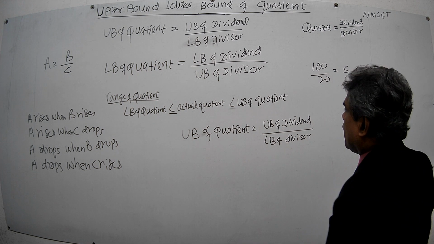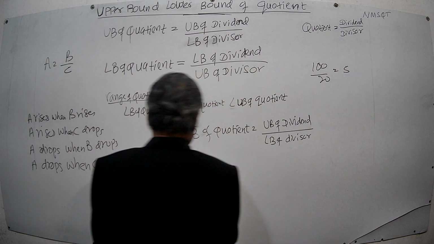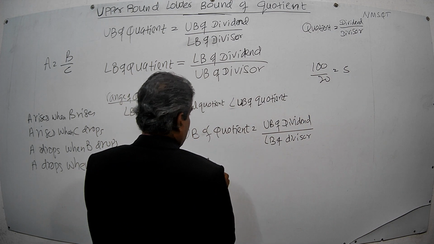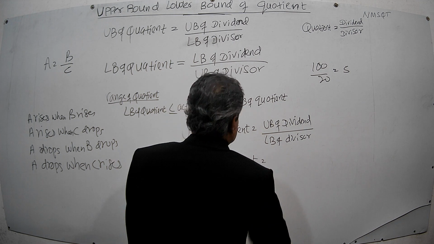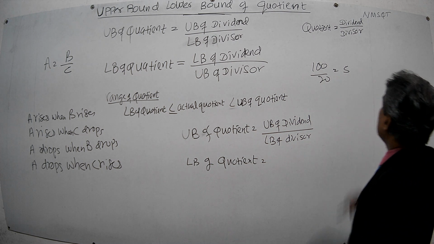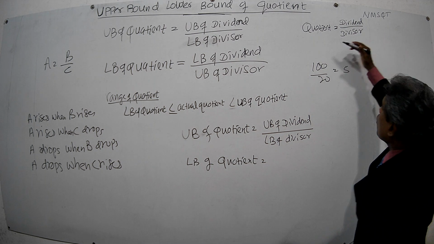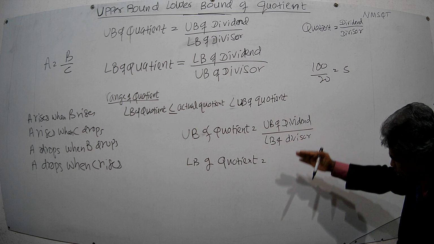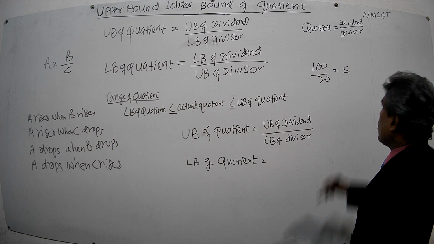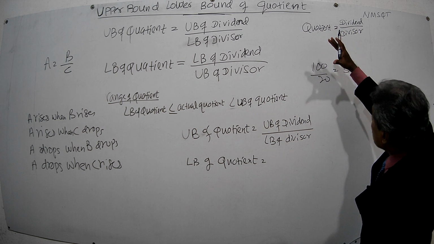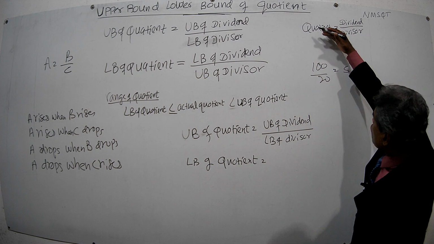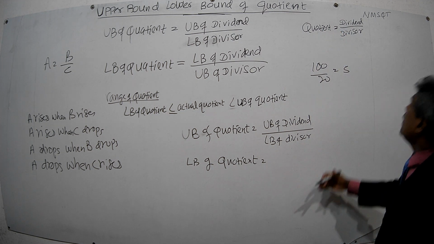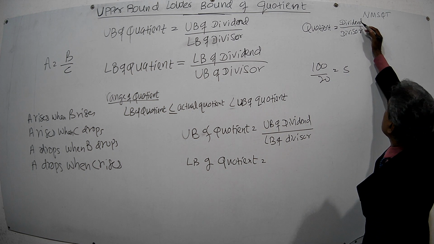Now, the lower bound of the quotient. How do we do it? The lower bound of the quotient means the quotient lowers to the minimum. Then for the quotient to lower, what should happen to the dividend and the divisor?